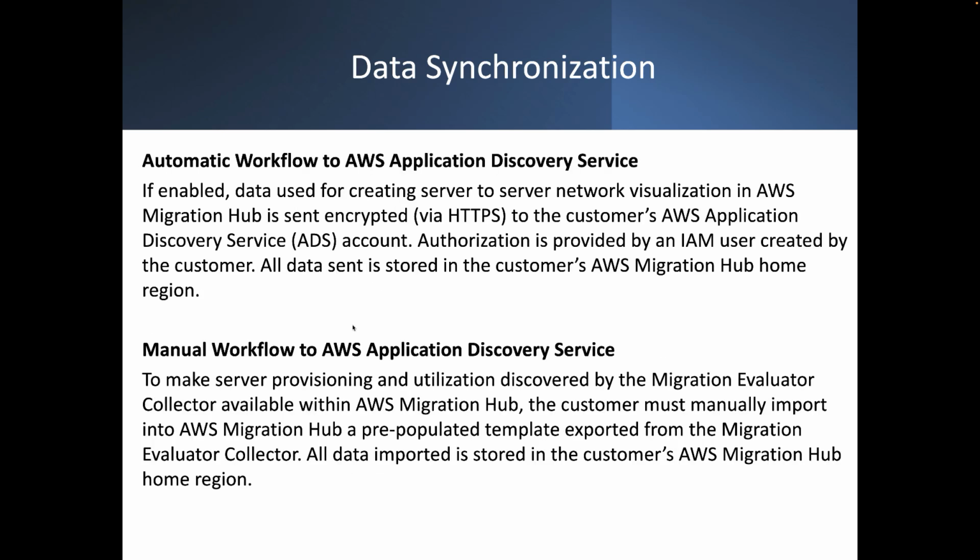Now let's look at what it does for collecting the application discovery. There is infrastructure information like server configurations, and then there is application configuration, right? Whether you are running a .NET application or others, all the application information is also collected. Again, same process. If you use the automatic workflow, it will use the AWS Application Discovery Service account. It will fetch all the information and build that network visualization automatically. If you have that information manually in Excel or other places, you import it into AWS Migration Hub, and there are templates on how you can do it.